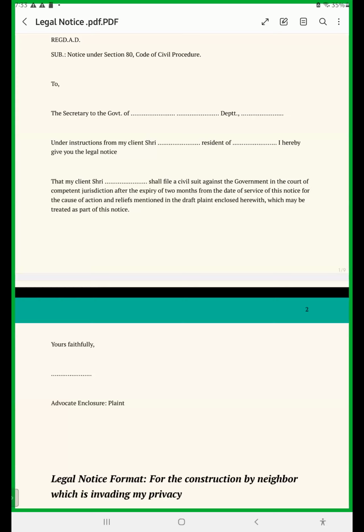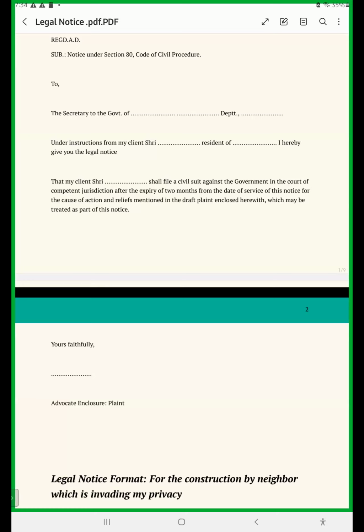So that's why: under the instruction from my client Shri AB, resident of CD, I hereby give you the legal notice. Okay, and then we explain that my client Shri, the name of your client, shall file a civil suit against the government in the court of competent jurisdiction after the expiry of 2 months from the date of service of this notice, for the cause of action and relief mentioned in the draft of plaint enclosed herein, which may be treated as part of this notice.